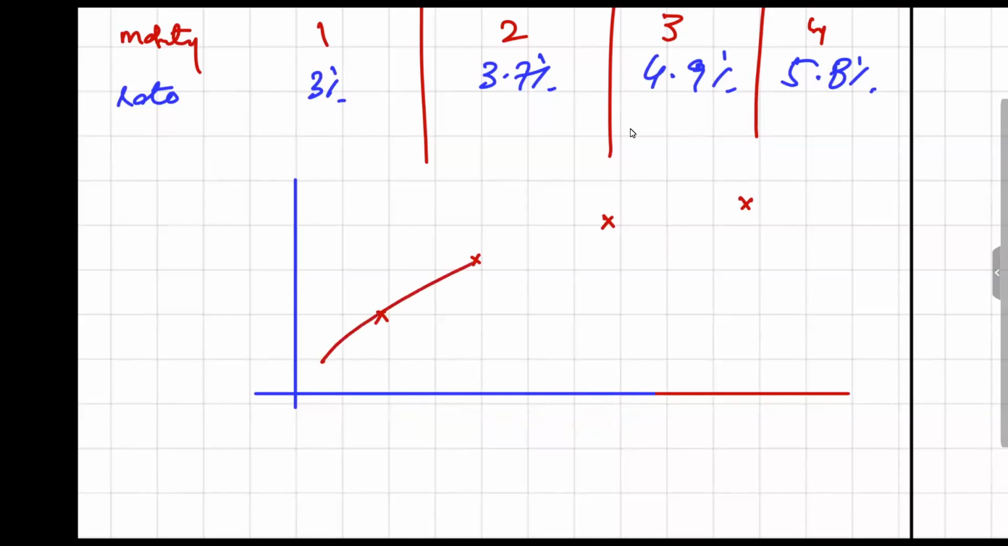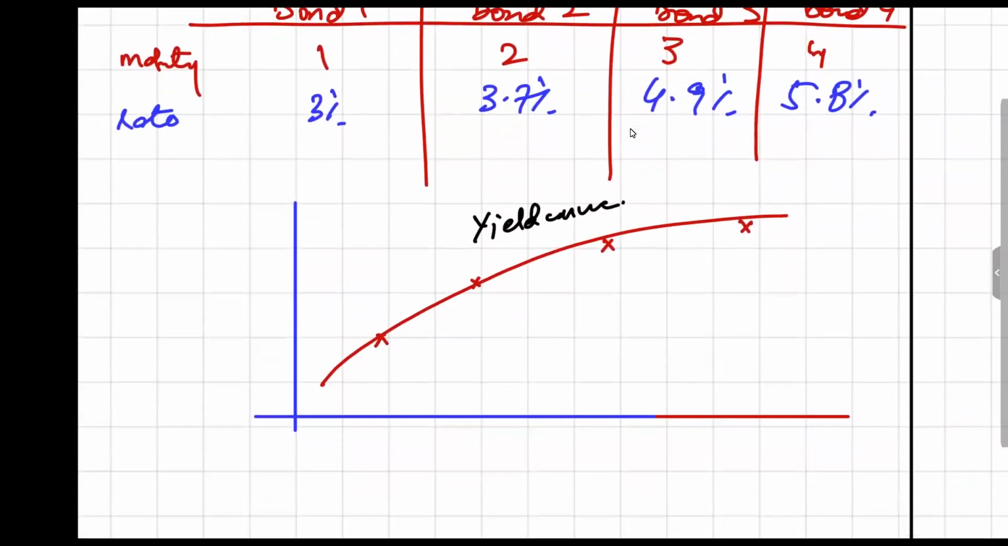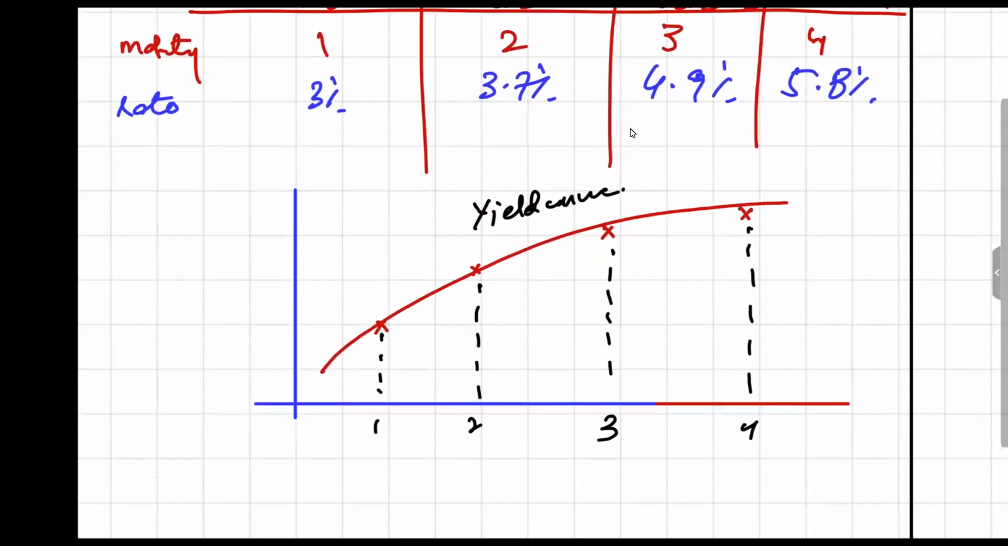So you would join them like this. When you join them like this, this curve is termed as the yield curve. What is it going to be termed as? This is going to be termed as the yield curve. So we have this one, this two, this three, this four. This is what is going to be considered as the yield curve, right?